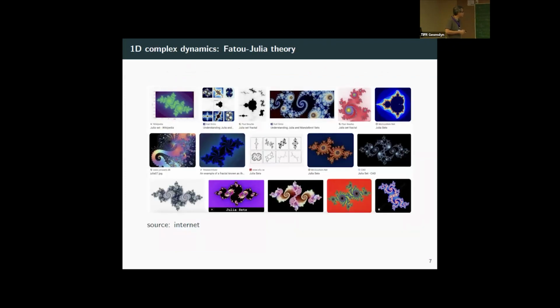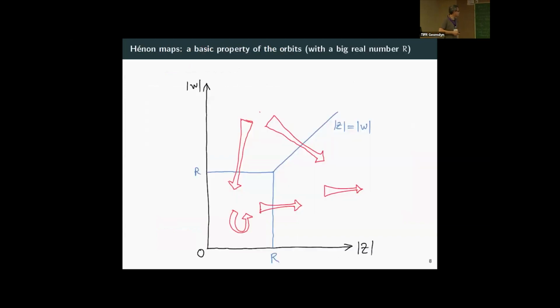Okay, so this is a slide for this beautiful theory that we already have seen in the last talk. So let me skip this and go back to the Hénon map. So we are in complex dimension 2, which is real dimension 4. So I cannot draw the complete picture.